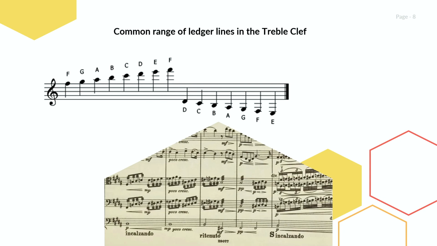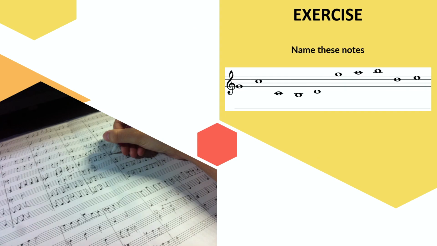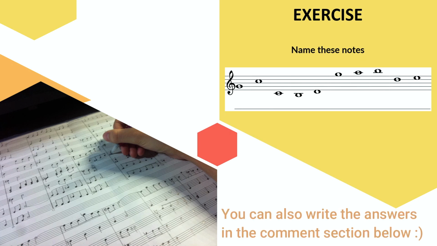And now have a look at this example. This is the common range of ledger lines used in a treble clef. Now let's try to name these notes. You can copy these exercises to any paper that you have at home or use any other method that you find more convenient for you.